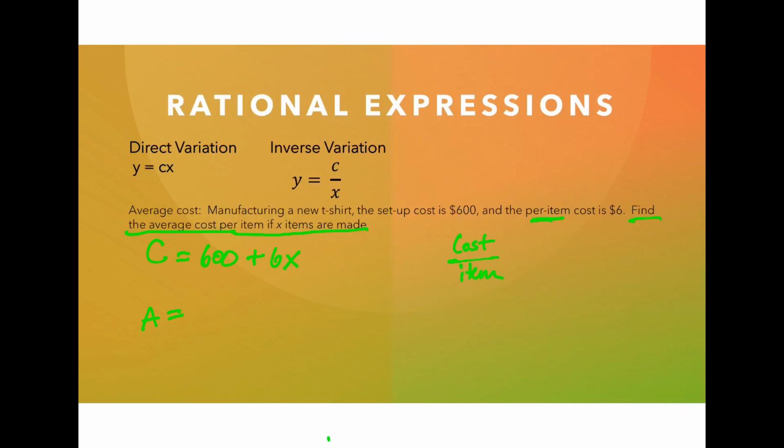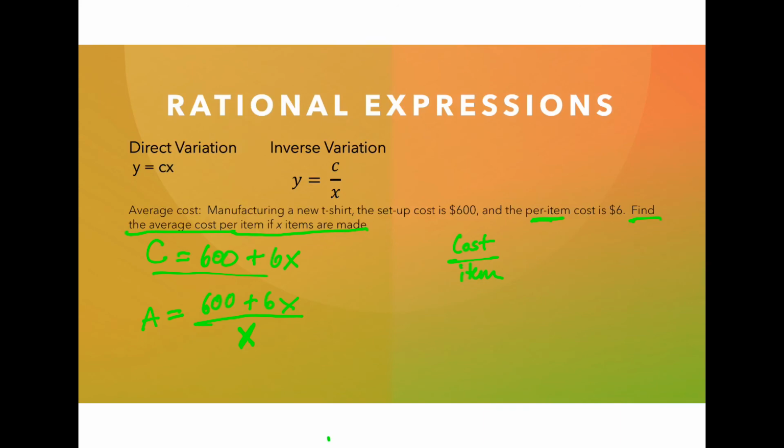So the cost is given by this equation. So really we want the cost equation, 600 plus 6x, and then we want to divide that by the number of items. Well, the number of items is represented by x. So this would be my average cost equation. And that is a rational equation because there is an x in the denominator.